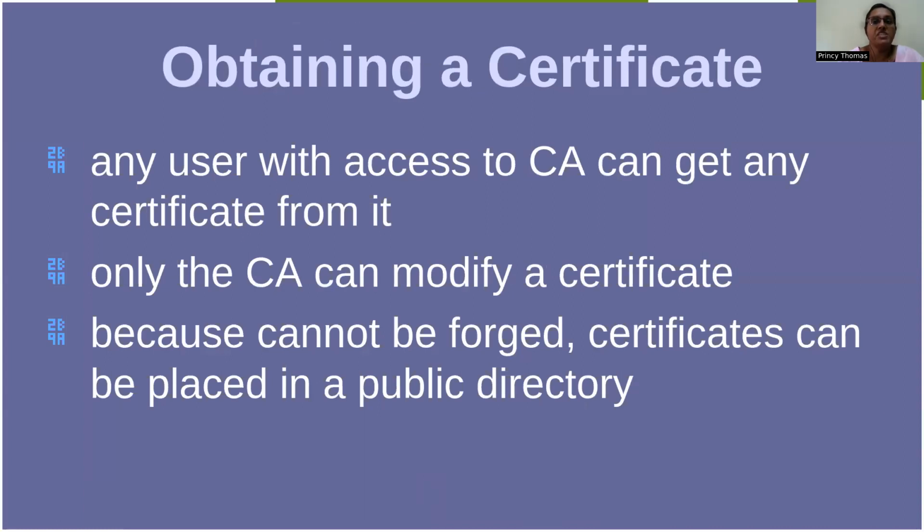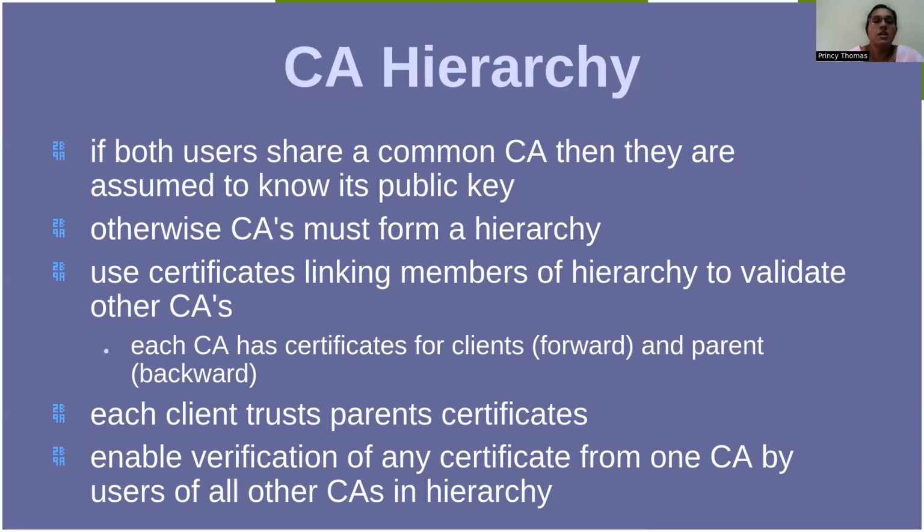Okay, now how to obtain a certificate from a certification authority? Any user who is registered with a certification authority and has access to it can get a certificate. Only the certification authority can modify a particular certificate, so that it cannot be forged. And that certificate is placed in their public directory, which can be accessed by the people who have got access to the CA. Okay, now the hierarchy of the certification authority.